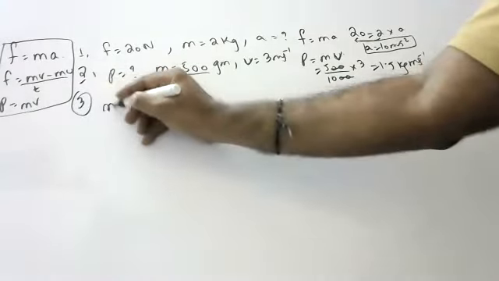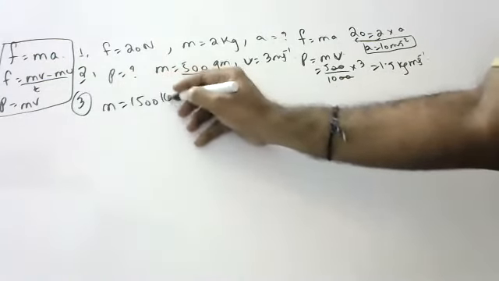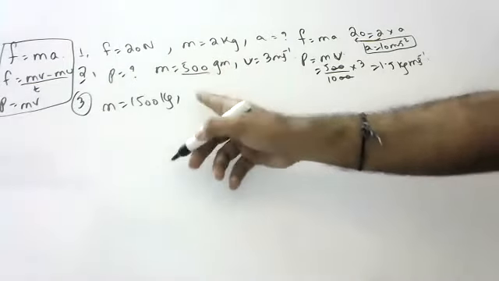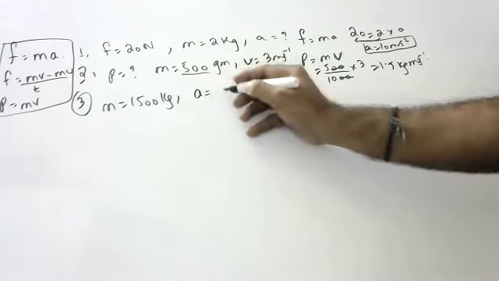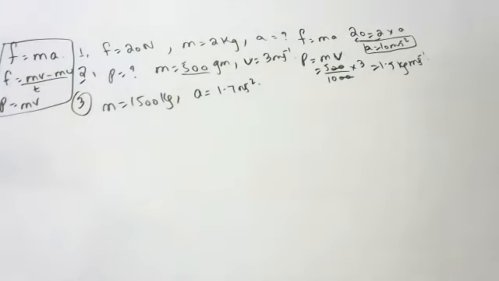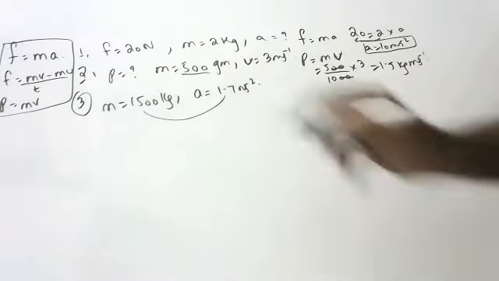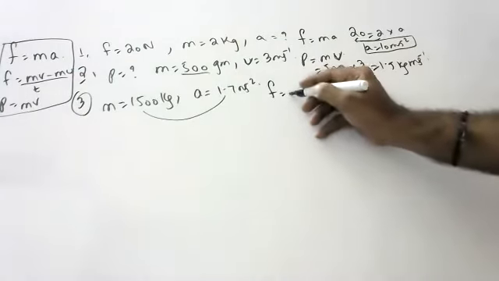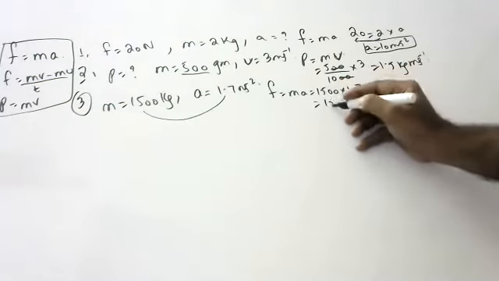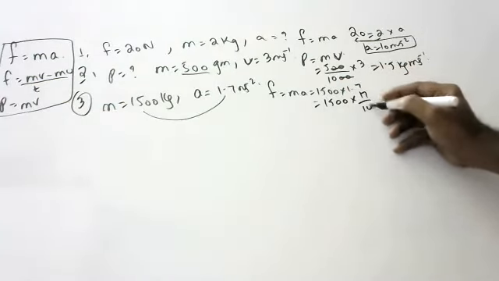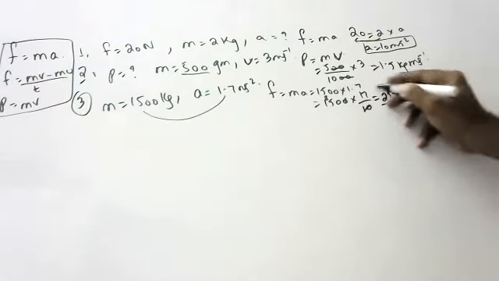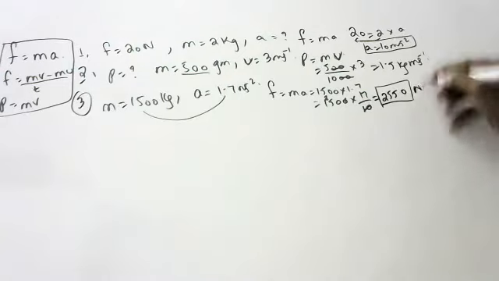Next. An automobile of mass 1500 kg. What force must be applied if the vehicle should be stopped with a negative acceleration of 1.7 meters per second square? What force should be applied to stop this vehicle? Sir, 1500 into 1.7. 1500 into 17 by 10. 2550 newtons.